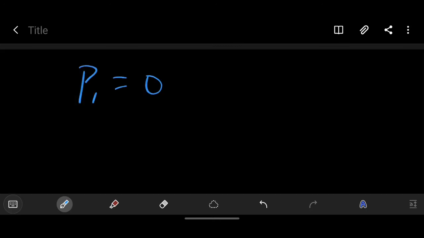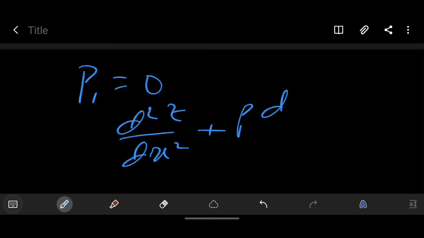Now, to find the values of p1, q1, and r1, we need to have the value of z, right? So we have to choose z such that this p1 becomes 0, so the coefficient of the first derivative becomes 0. So if we get this 0, the value of p1 is (d squared z/dx squared plus p dz/dx) divided by (dz/dx) whole squared, which is equal to 0.